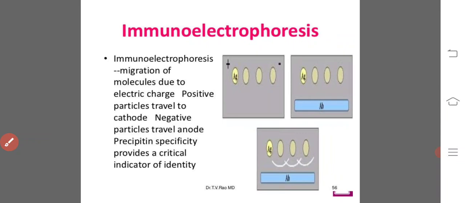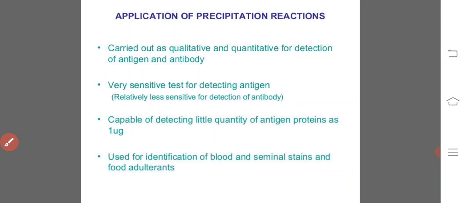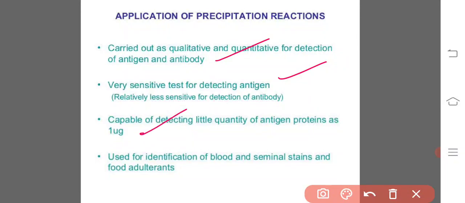There is immunoelectrophoresis. It is a migration of molecules due to the electric charge. All the positive particles travel towards the cathode, whereas the negative particles travel towards the anode. Precipitation specificity provides a critical indicator of the identity. And precipitation reactions are extensively used in the qualitative and quantitative detection of antigen and antibody. It is a very sensitive test for detecting antigen, capable of detecting as little as 1 microgram of antigen protein, and is used for identification of blood and seminal stains and food adulterants.